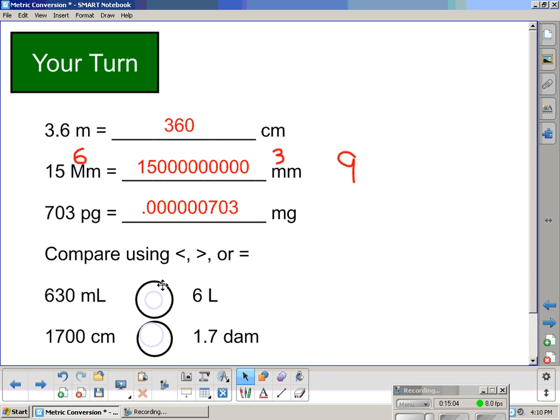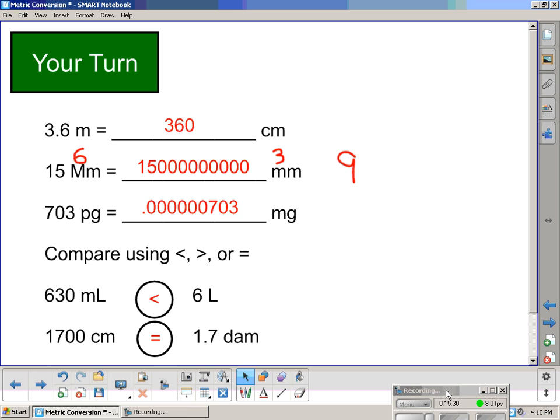Okay, these down here, you may or may not see these on an assignment, and if you see a circle, all it means is fill in which one is greater than or less than, or if they're equal. So 630 milliliters is definitely smaller than 6 liters, and 1700 centimeters is actually the same as 1.7 decameters.